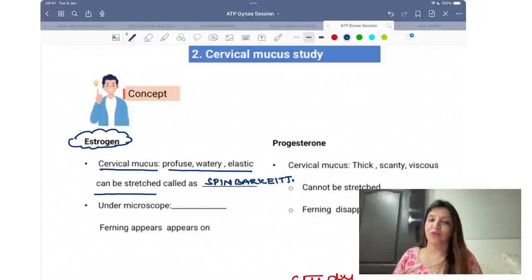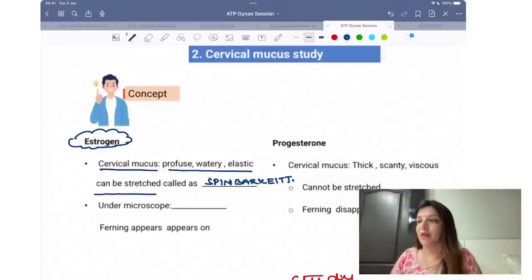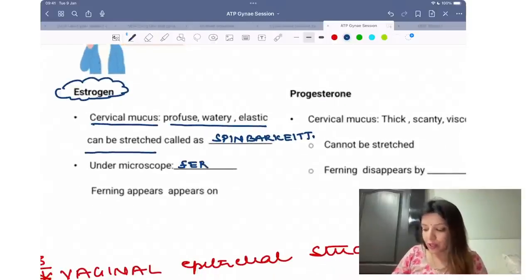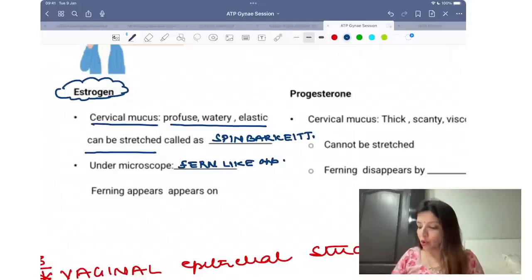Right? ये PG में क्वेश्चन पूछा गया है, but this time I don't know why I feel कि इसमें से कुछ भी can be asked in FMG, and that is why all the DBMCI students, you are going to write this point if I have not made you write it earlier. Write this point that cervical mucus will be profuse, watery, elastic and it can be stretched. That is what is called as spinnbarkeit. Under microscope, you get a fern-like appearance. Ferning appears on day 7 of the cycle.